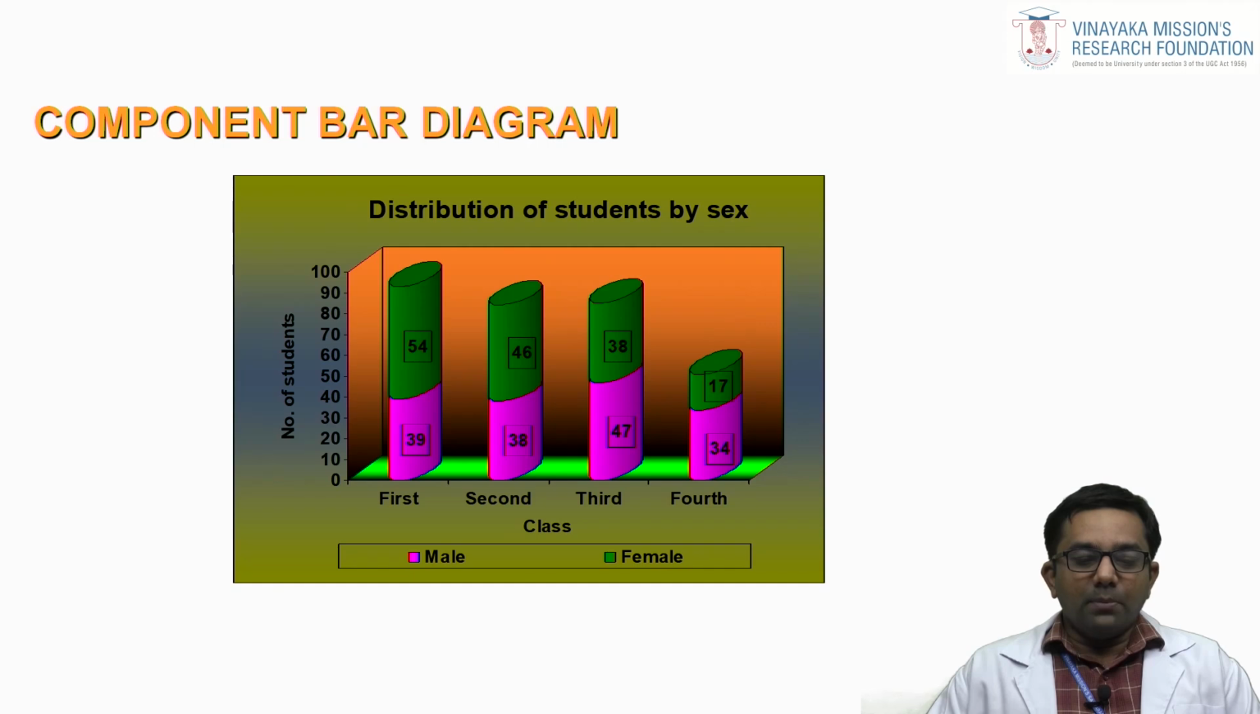Then we have a component bar chart. The same diagram can be represented as two different components. That is, you compare the distribution of students by gender, male and female. In each year, how many male and female are there? That becomes a component bar chart. So, you have two components in it. That is why it is known as a component bar chart.